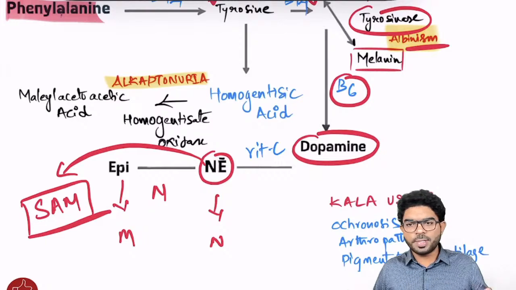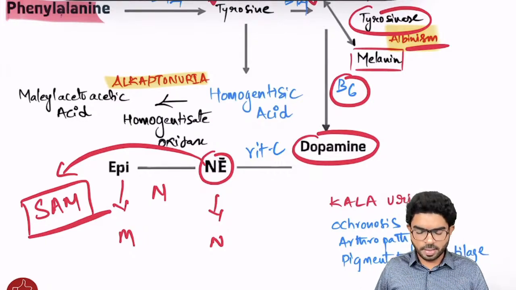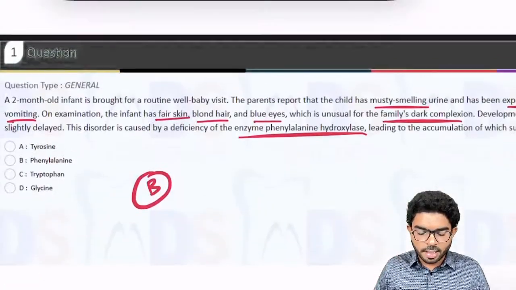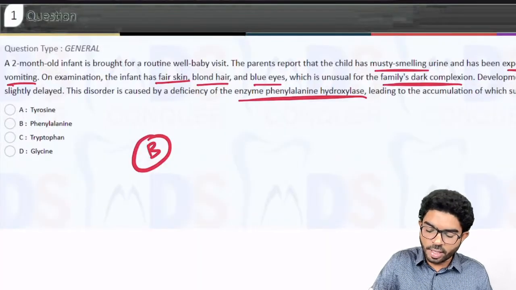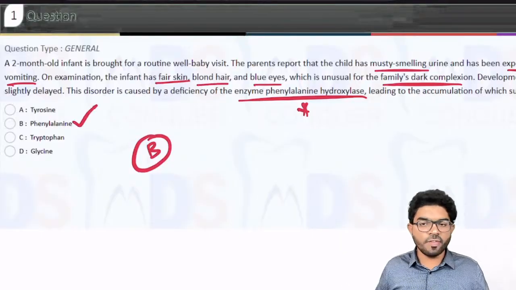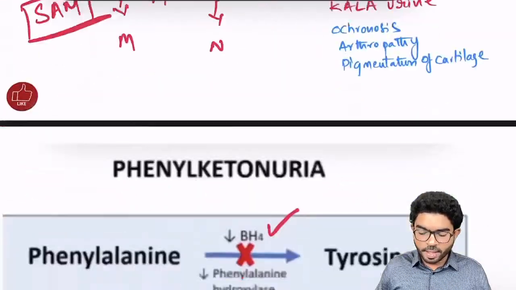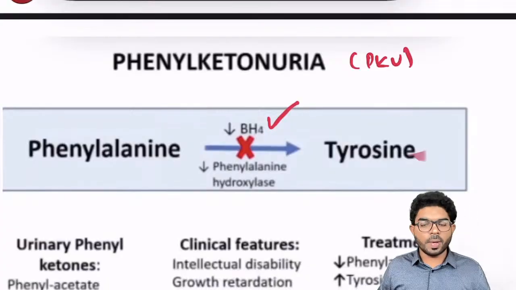So all these things which we have already discussed in our regular classes, the same slide I have kept here. So now the question is very simple. This is a condition called phenylketonuria. So what is absent in phenylketonuria? This particular enzyme is absent, and there is lots of accumulation of phenylalanine. So this is phenylketonuria, that is your PKU.